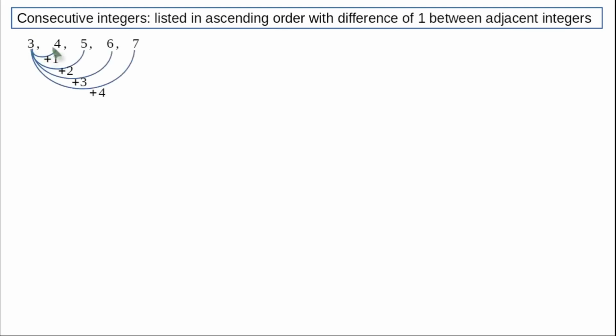From 3 to 4, we need to add 1. From 3 to 5, we need to increase by 2. And 3 to 6, we need to increase by 3. 3 to 7, we need to increase by 4. So if we know the first integer, then we know the other consecutive integers.